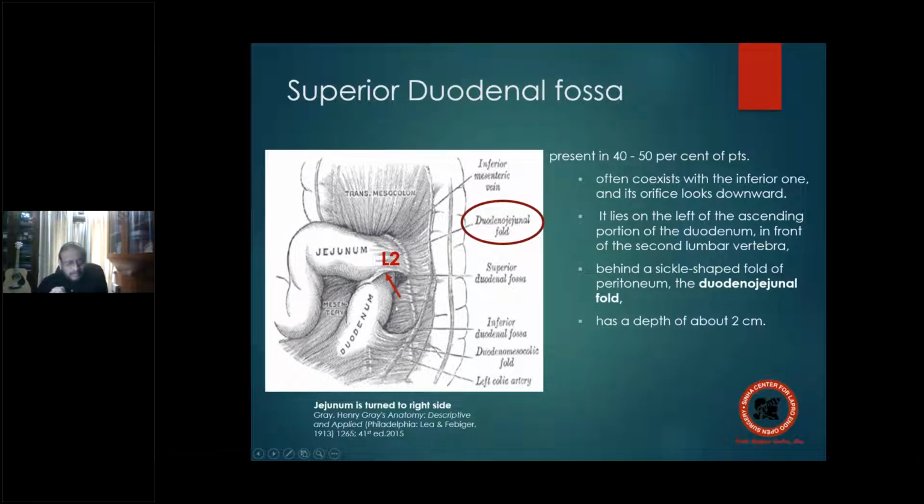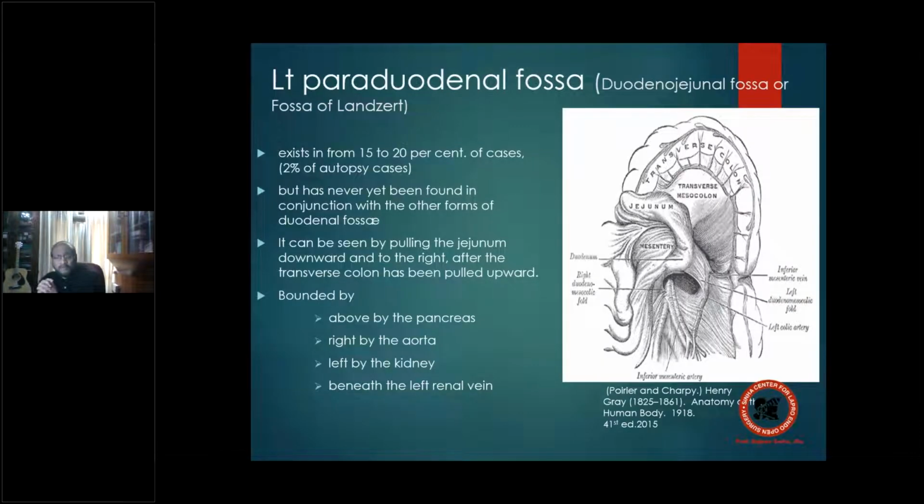Both of them are not very deep, and both of them would be having free folds of mesentery, which is forming the opening. Okay, now coming to the more important, and that is the left paraduodenal fossa, also known as the duodenojejunal fossa or fossa of Landzert. Now, why is this important?